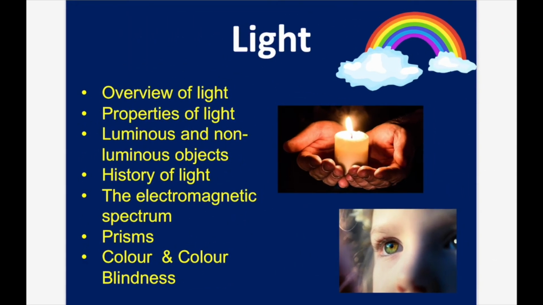In this lesson, we're talking about what is light, the properties of light, luminous and non-luminous objects, the history of light, the electromagnetic spectrum, prisms, and then color and color blindness.